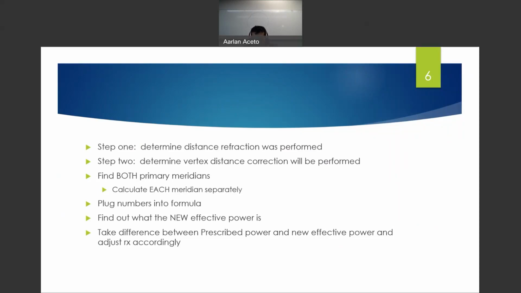Step 2, we measure the vertex correction for the glasses. We use a vertometer, we use a distometer. You can use a PD stick, you can use a digital measuring device, which is arguably potentially better. And what we're going to do is find the primary meridians of the prescription if there's a spherocylindrical lens. Find the power in the sphere portion of the lens, find the total power in the cylindrical portion of the lens, the sphere plus the cyl, and now we just throw it right into this formula. Pretty simple and straightforward, you would think. And then it'll tell us what the new effective power is.